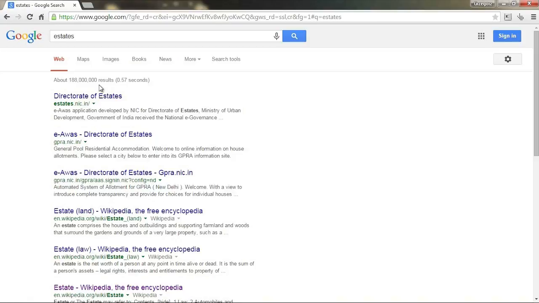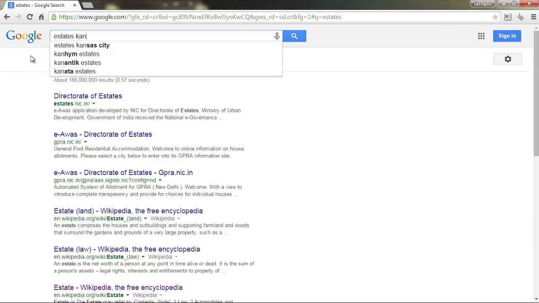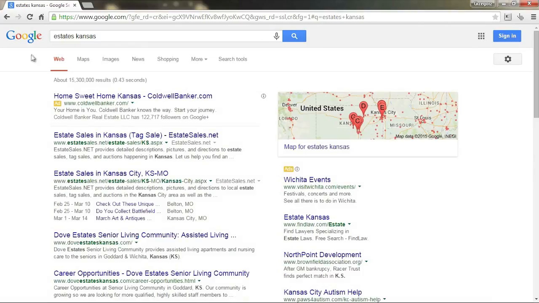If you sell the estate in Kansas, for example, then promote your site on the phrase Estates Kansas. This way, the competitiveness of your phrase will be much smaller, but still high, and at the same time, it describes better the topic of your site. You can narrow the space more.